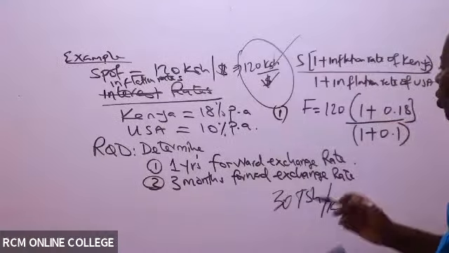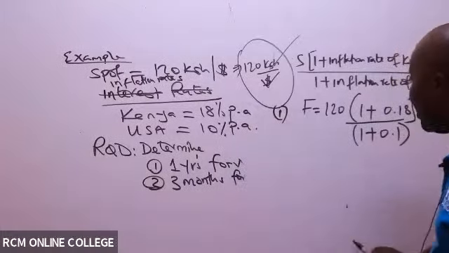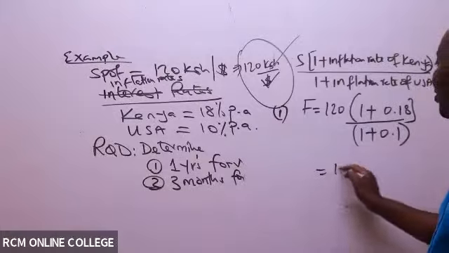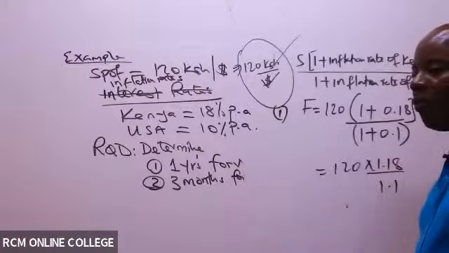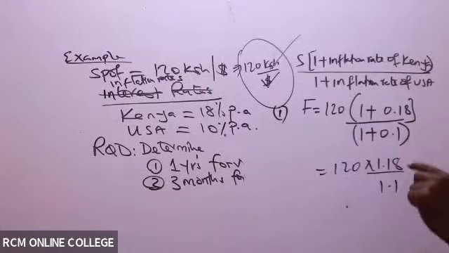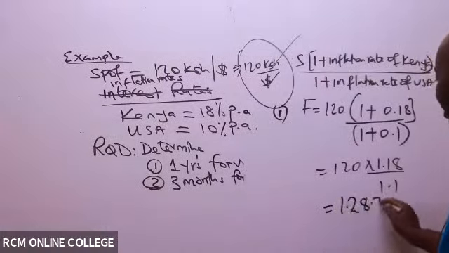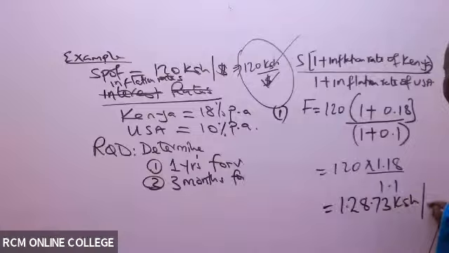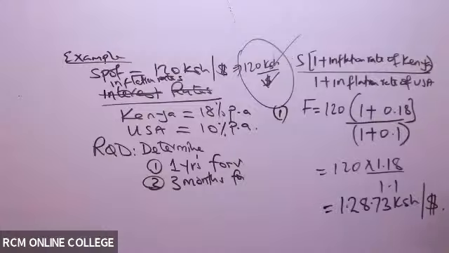So then please move slowly and tell me here, and I'm so happy because I can see so many students punching their calculators. So this will be 120 times 1.18 over 1.1. So you say 120 times 1.18 divided by 1.1. Most of them are giving me an answer of 128.73 Kenya shillings to the dollar.